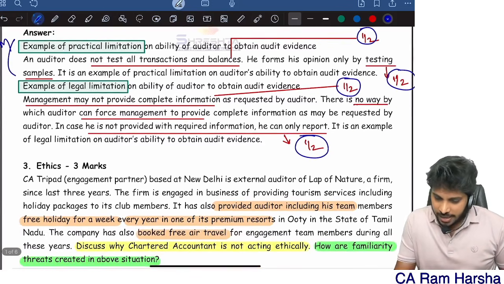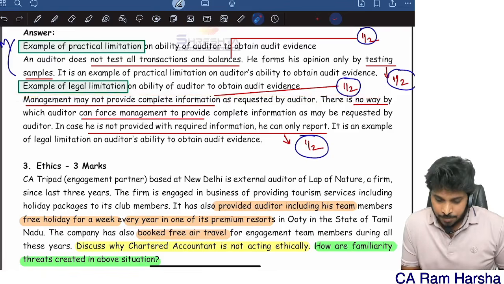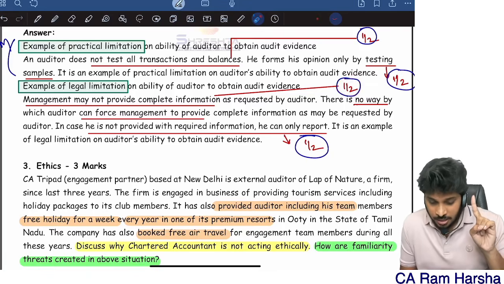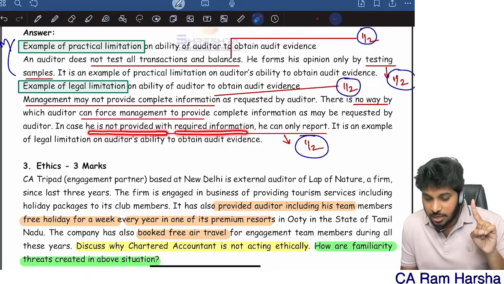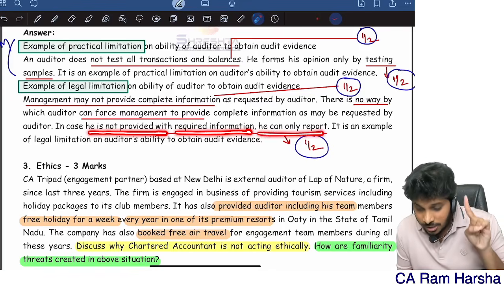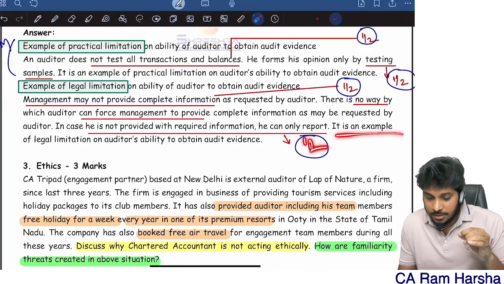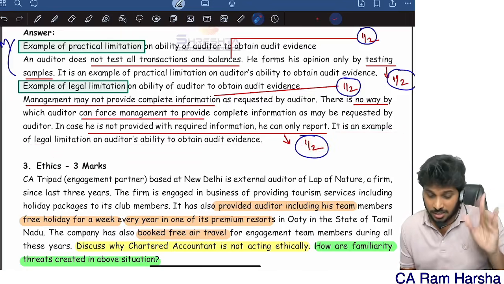Then legal limitation. Example of legal limitation: management may not provide complete information. For that, half mark. In case he is not provided with the required information, he can only report. What is the consequence of not providing complete information? That is half mark. This is an example of legal limitation. So 1.